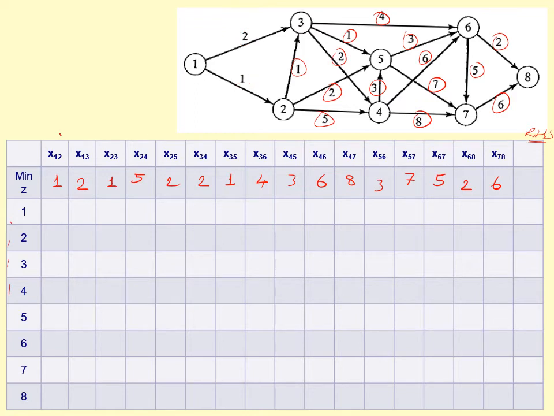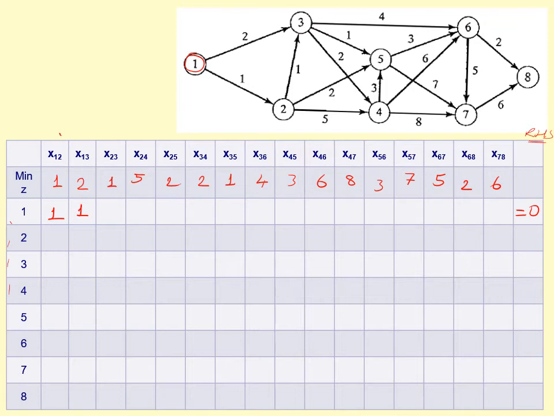Now our constraints. We need to write all these flow balance constraints for all nodes. So node 1, it says that the inflow should be equal to outflow, and we will write the inflow as negative and outflow as positive. So for node 1 there is no inflow, okay, only outflow. For x13, this is an outflow, and x12 is also an outflow, and there is no inflow, and the right-hand side will be equal to 0 then.